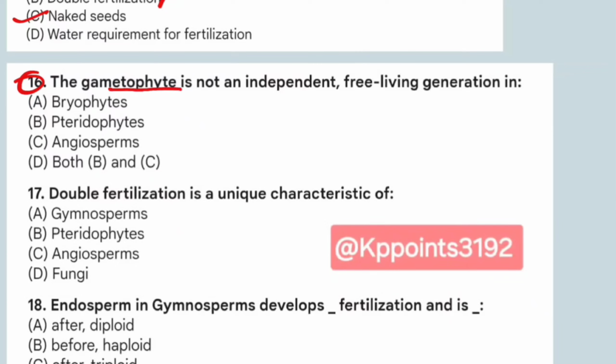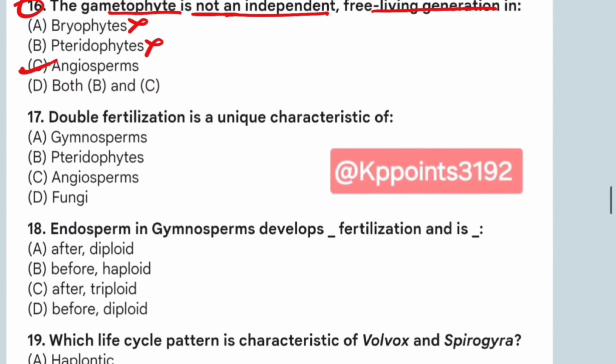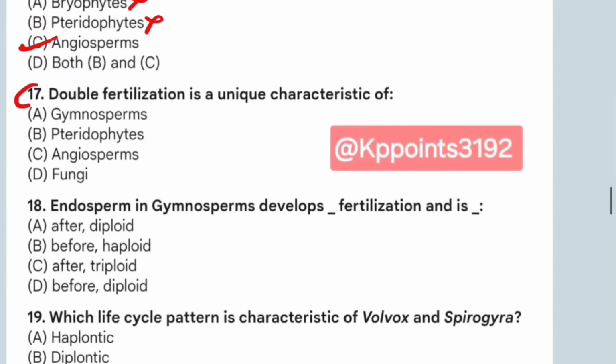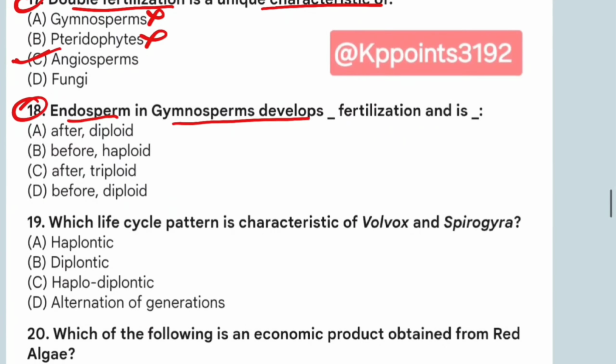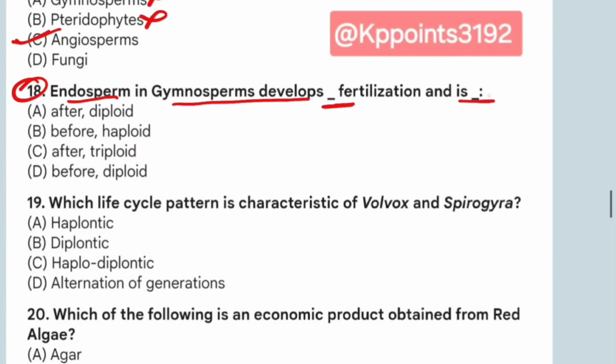16. The gametophyte is not an independent free-living generation in Bryophytes? No. Pteridophytes? No. Angiosperms? Yes. 17. Double fertilization is a unique characteristic of gymnosperms? No. Pteridophytes? No. Angiosperms? Yes. 18. Endosperm in gymnosperms develops before fertilization and is haploid. After? No. Before? Yes. And is haploid.